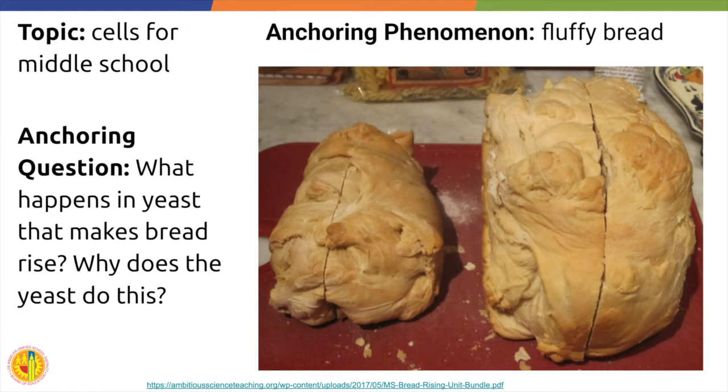The topic here is the topic of cells. This is for middle school life science. For us in California, using the integrated model for middle school, this is going to be a 6th grade unit. However, this could be adopted to different grade levels. The idea here is that even though the topic is cells, it's going to be taught through the perspective of a storyline. It's going to be anchored by a phenomenon, which in this example is the phenomenon of fluffy bread.